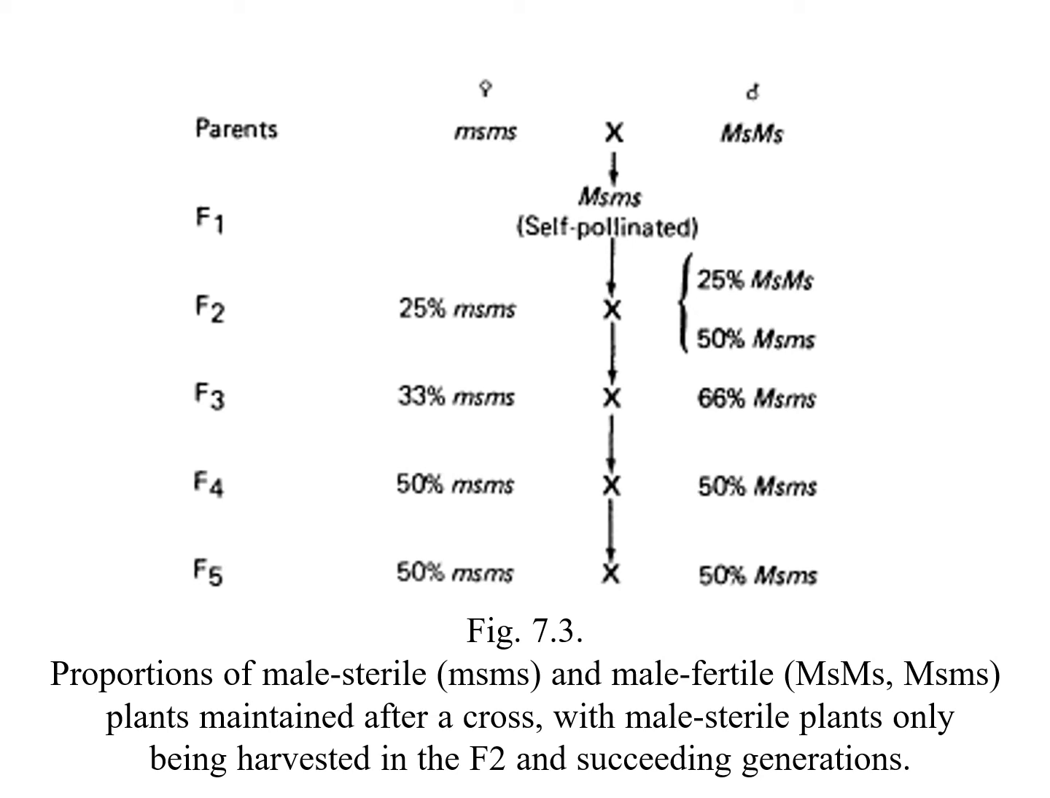ratio. So we will keep this population, which has 50% male sterile plants and 50% male fertile plants, and each time we harvest the seeds from the male sterile plants only. And in this case, we are sure that we get 50% male sterile and 50% male fertile, and in this way we can keep the male sterility in the population.